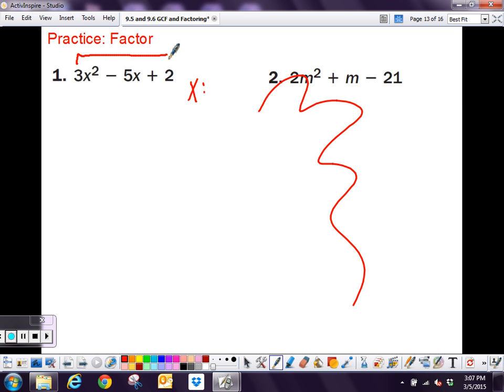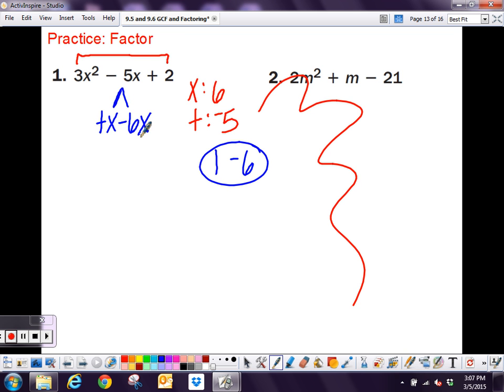I need two factors that are going to multiply to be 3 times 2, which would be 6. And they have to add to be my b, which is -5. They have to do both of those things. Okay, so I'm just going to go ahead and say the two factors are going to be 1 and -6. Again, you can put those in any order. It does not matter. Okay, so I'm going to break this apart into a +x and a -6x.